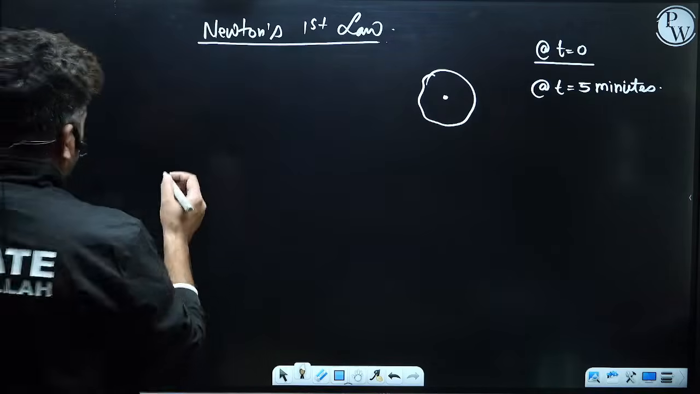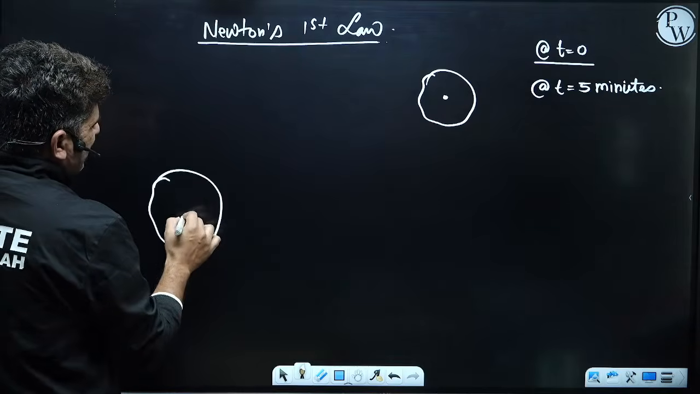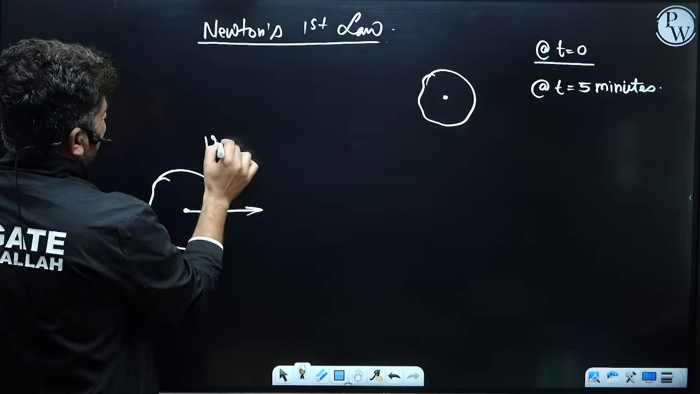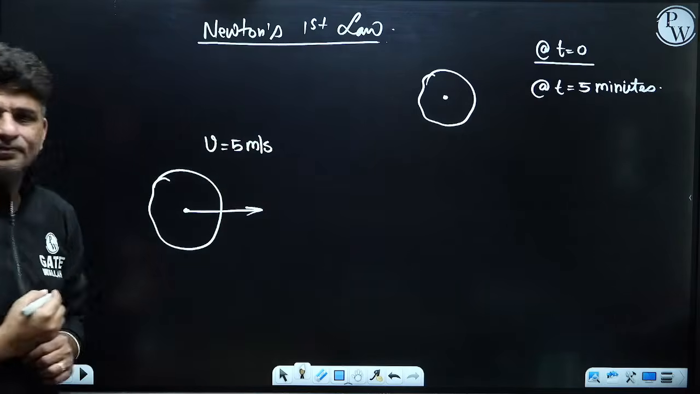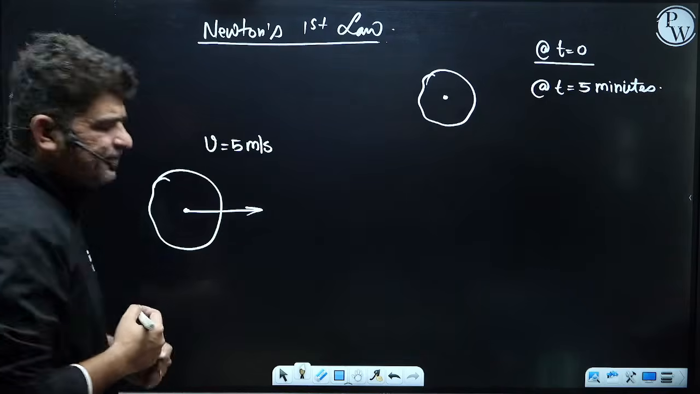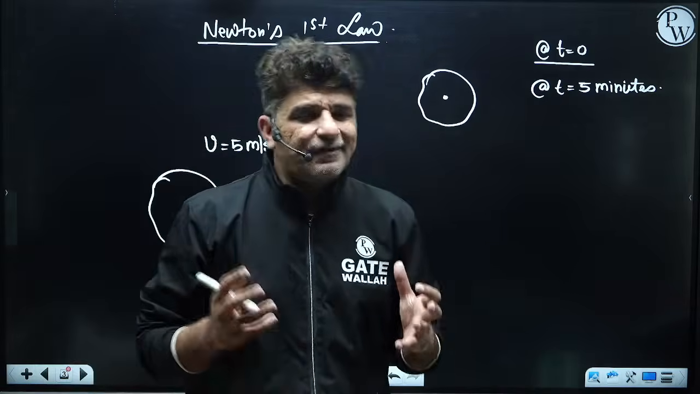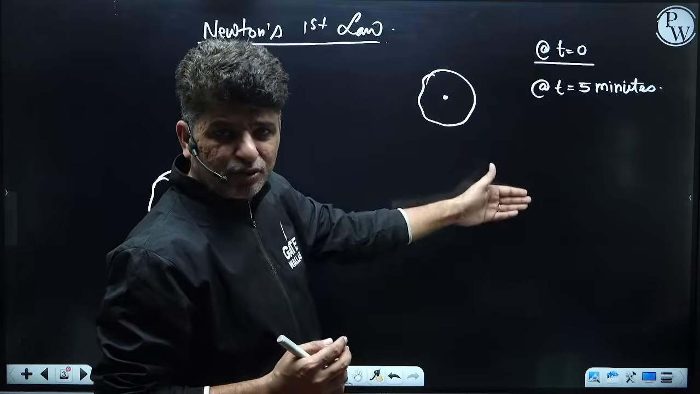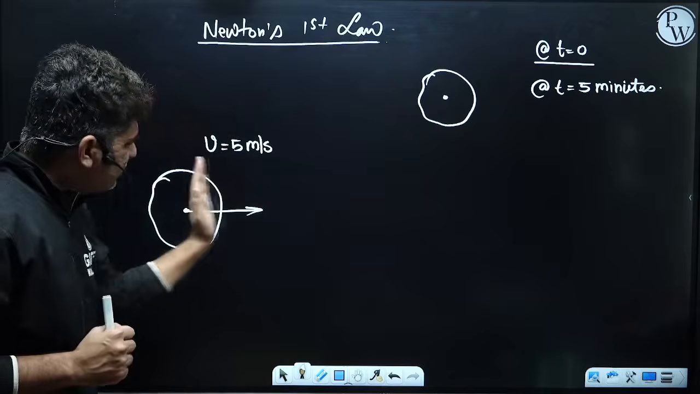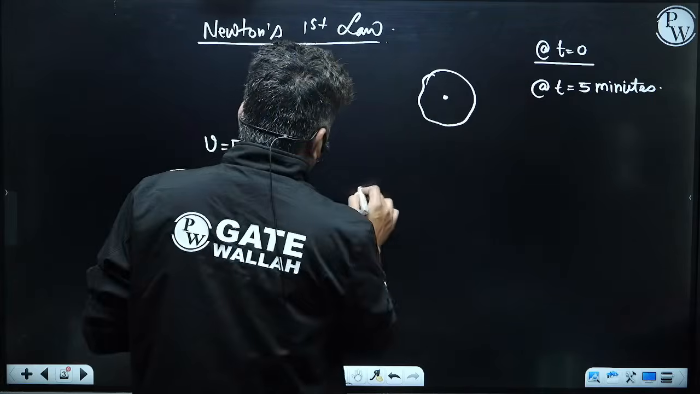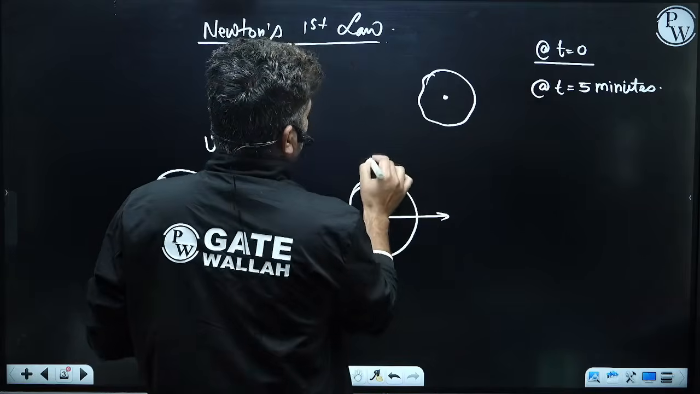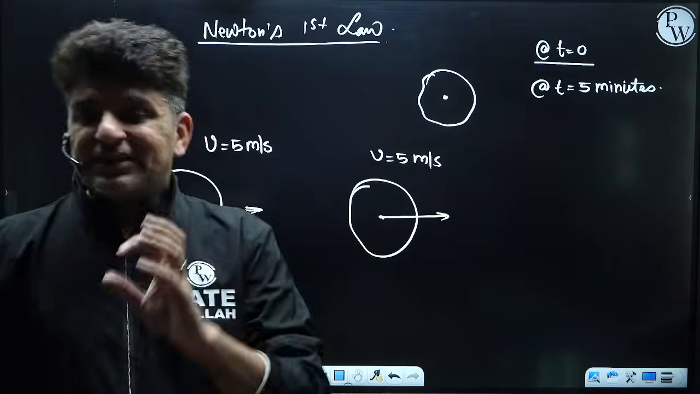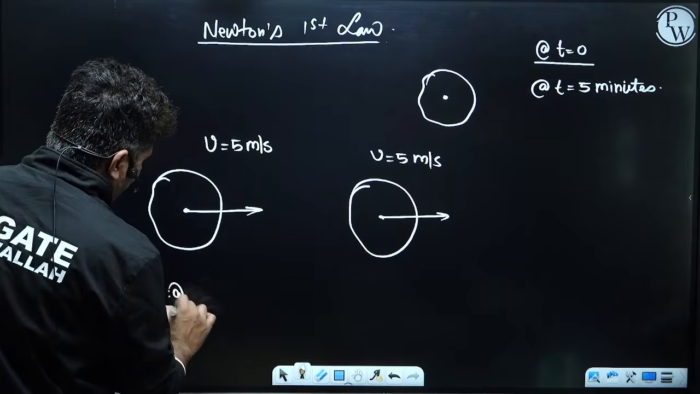Or if a body is moving at constant velocity, let's say it is moving in this direction with a velocity of 5 meters per second. Newton's first law says, if a body is at rest, it will continue to remain at rest. Or if a body is moving, it will continue to move with the same velocity. So again, velocity is 5 meters per second. If a body is moving, it will continue to move with the same velocity. That means at time t equal to 0, it was over here.